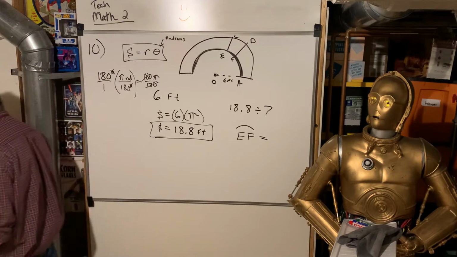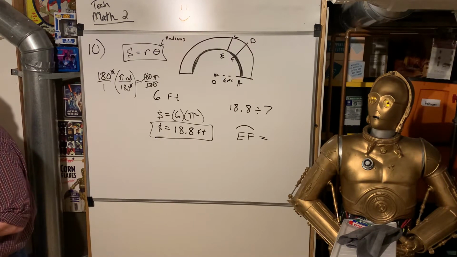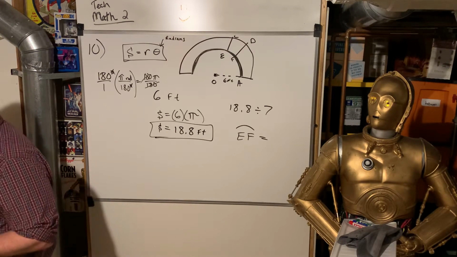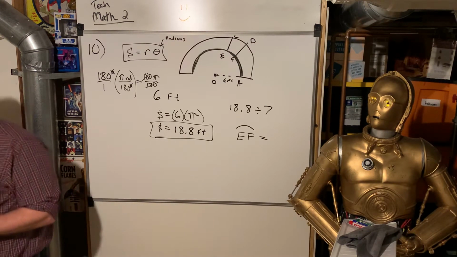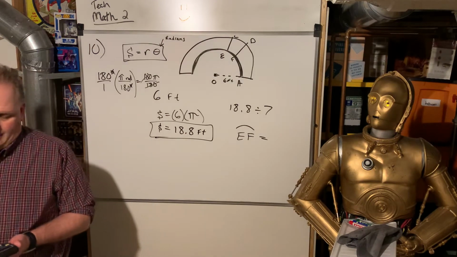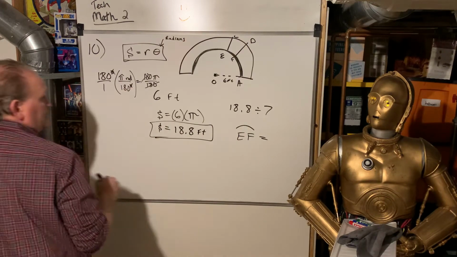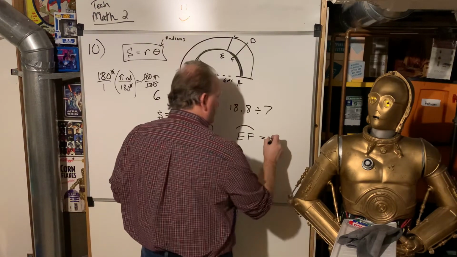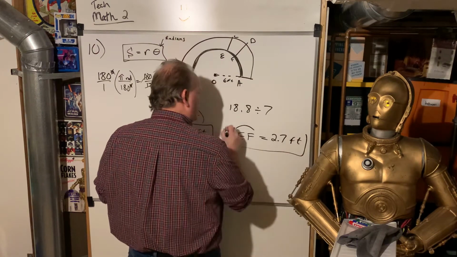So they want to know that arc length, and we don't really need to find the central angle or anything because they told us 7 equal parts. So we're just going to keep that 18.8 in the calculator and hit divided by 7, and that's 2.6927, but we're going to call it 2.7 feet. Okay.